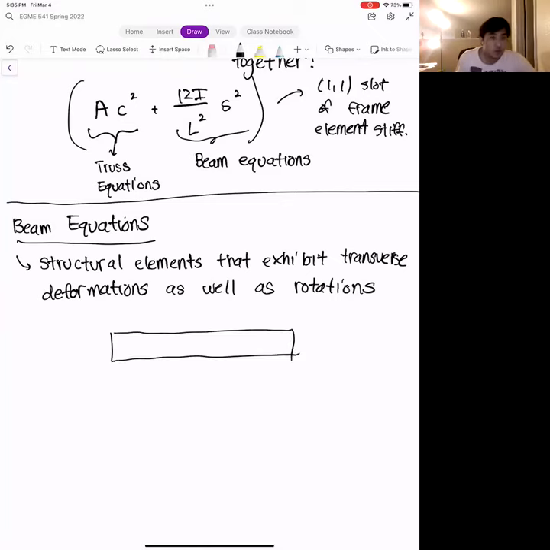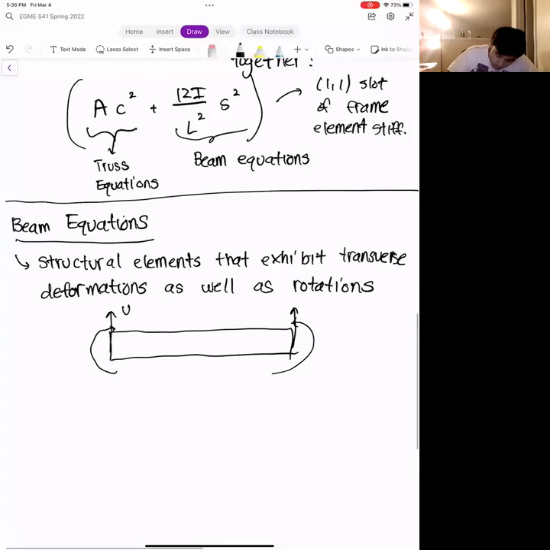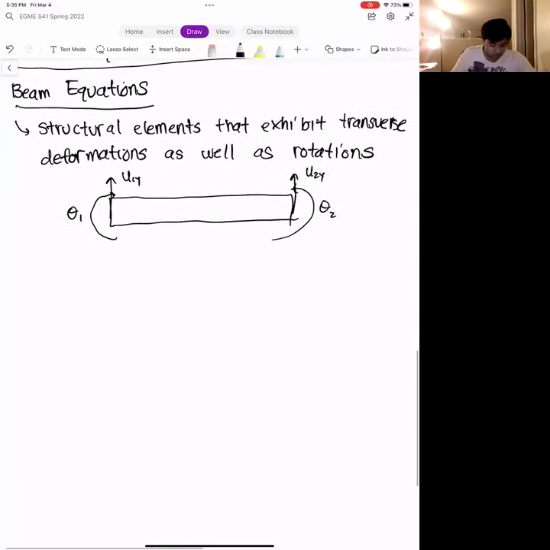So here's our beam structural element, okay? So our transverse deformations are deformations that are perpendicular to the long axis of the element. And rotations are just like that, okay? Okay. And so that's what beams are. So beams don't change in length, and so they don't expand or compress. But they can bend, okay? All right, and so the element stiffness matrix for a beam is given by the following.